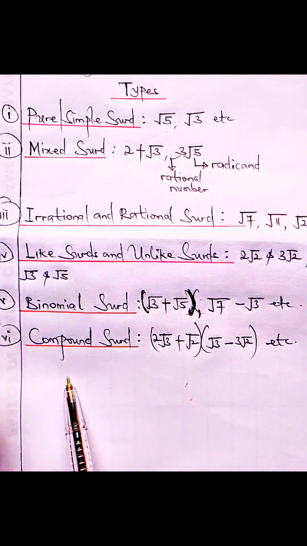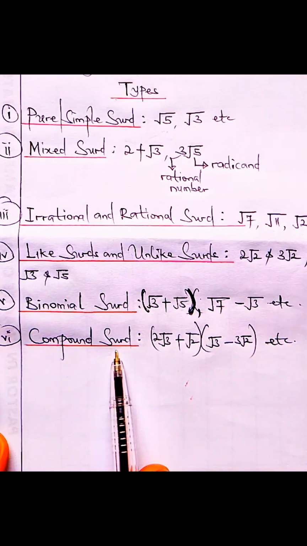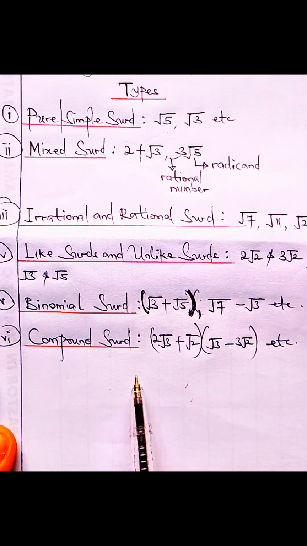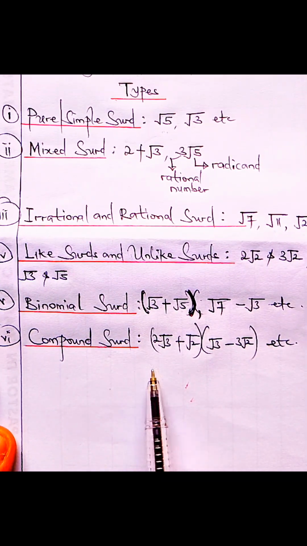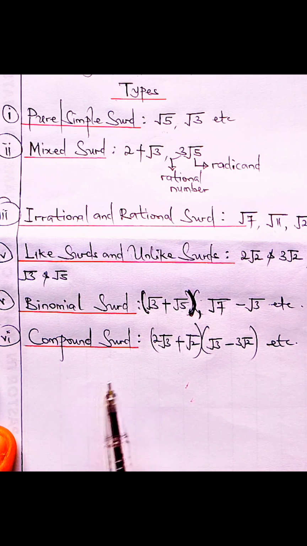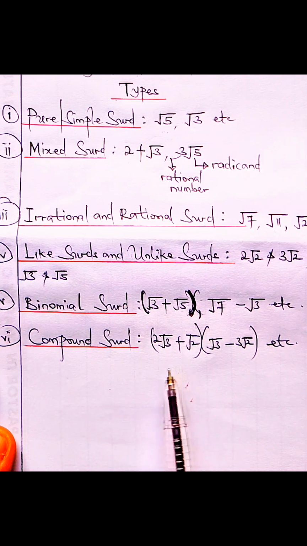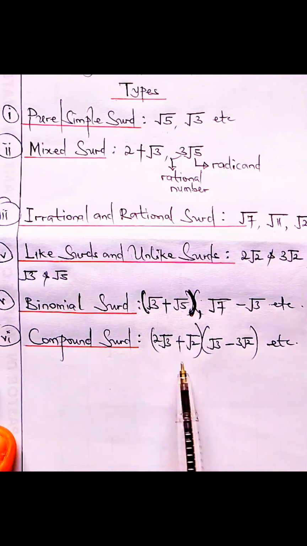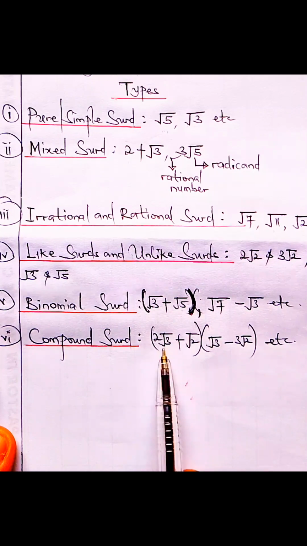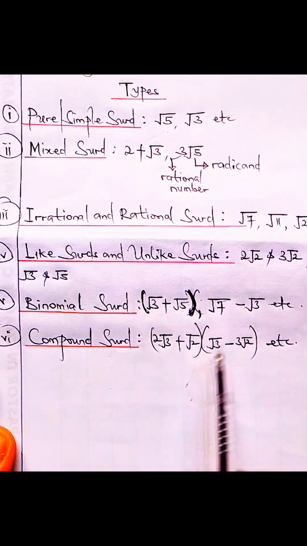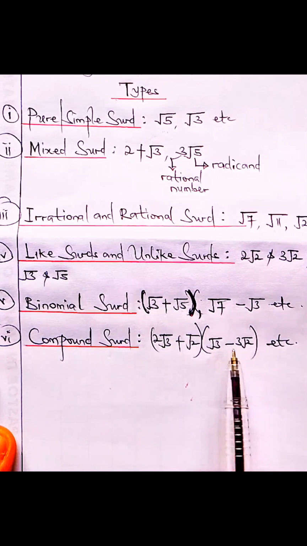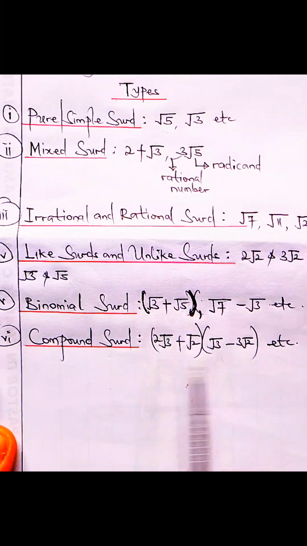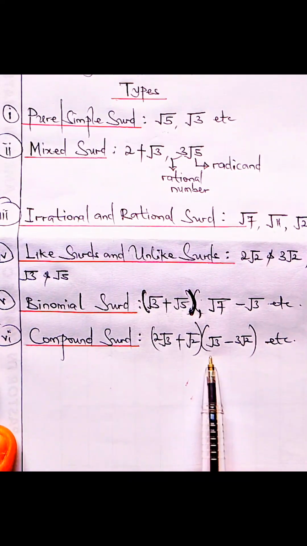The last one we're going to be looking at is the compound surd. Now the compound surd is a very complex kind of surd. Here we talk about mixed surds or binomial surds being brought together using multiplication or division. As you can see, there's this 2 root 3 plus root 2 in brackets, then multiplied with root 3 minus 3 root 2, also in brackets. So you multiply them. So these are compound surds.